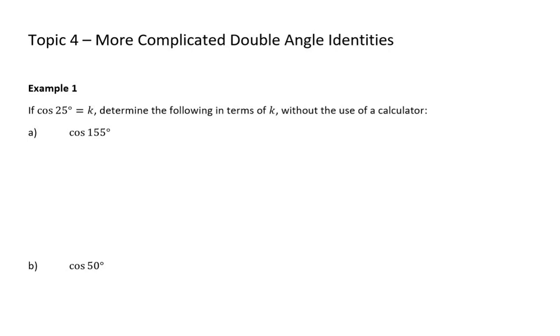So example 1, very, very common question. You will kind of recognize this idea from grade 11. In grade 11, we often used to ask you questions like if cos of, and we'll give you a random angle, is equal to k, and then it'll say determine the following in terms of k without a calculator. Now we say without a calculator, otherwise you could figure some stuff out using your calculator the whole time by figuring out what k actually equals.